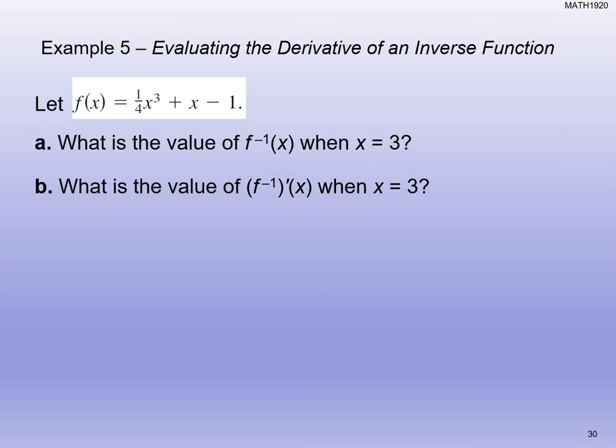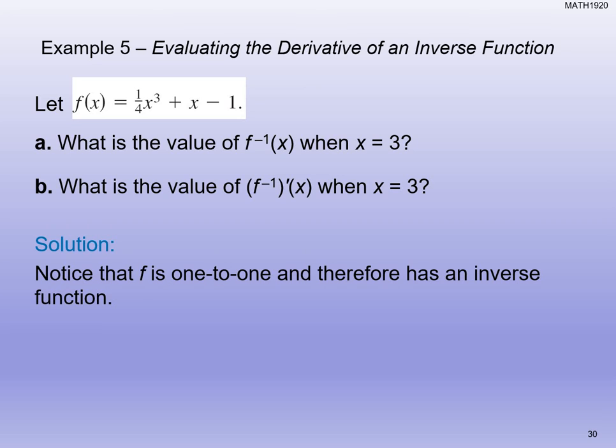Okay, so if we write this down, let f of x equal 1/4 x cubed plus x minus 1. We want to find the value of f inverse of x when x equals 3. Okay, so we've got to be careful. We're looking for the y value of the inverse function, given the x value of the inverse function. So that x value of the inverse function is the y value of the original function. So you have to be careful with that. So we're going to say that 3 is equal to the original function and solve for what value of x gives us a 3 in the original function.